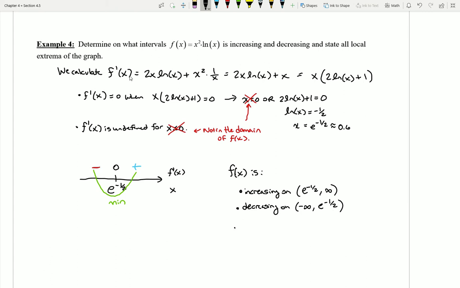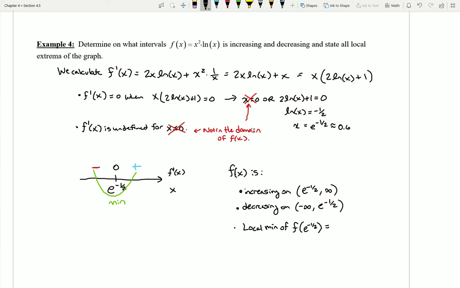And I can see here that I want the local extrema of the graph, and it looks like I only have one. I have a local minimum value, a local min of f of e to the negative 1/2. Remember again, local mins, local maxes, they are y values. e to the negative 1/2 is just where it occurs. So I'm actually going to have to go back to my original function and plug this in. Well, notice that's actually not too hard.